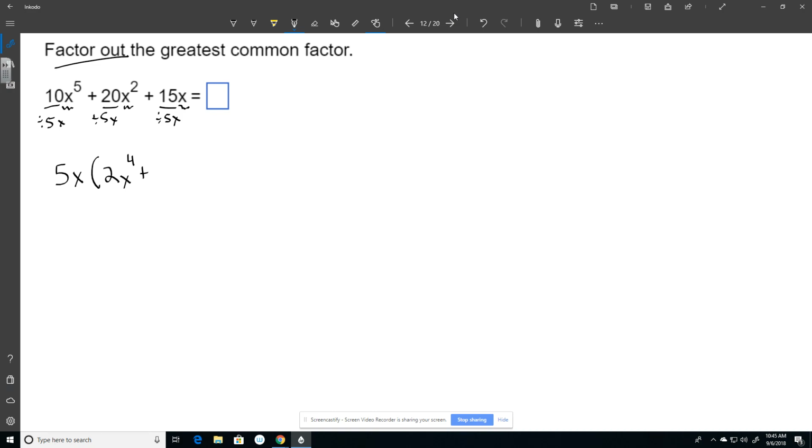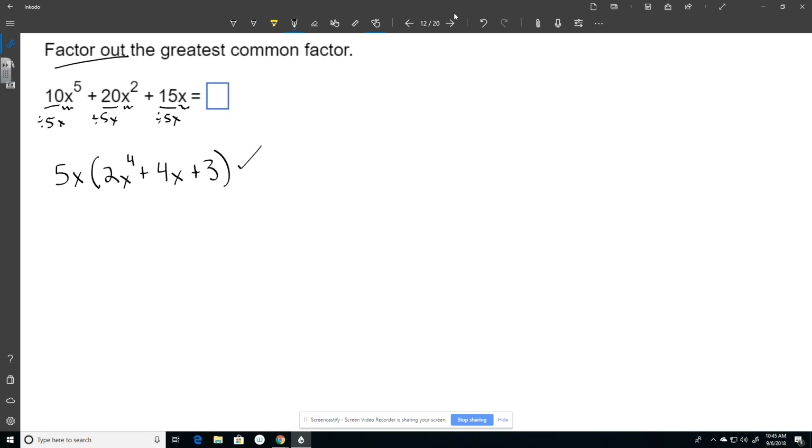And then 20 divided by 5 is 4. x squared divided by x leaves me with 1x. 15 divided by 5 is 3. x divided by x is 1, so I'm left with no x's. And my final answer is 5x times 2x to the fourth plus 4x plus 3.